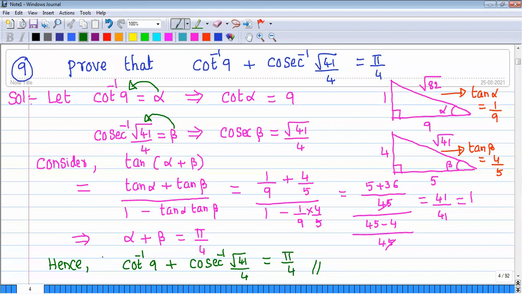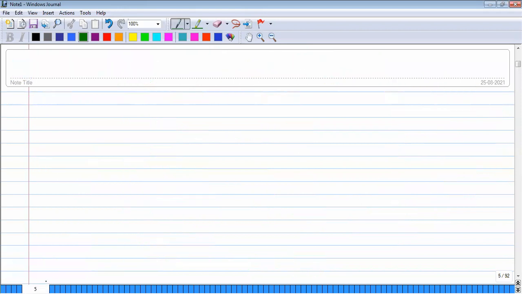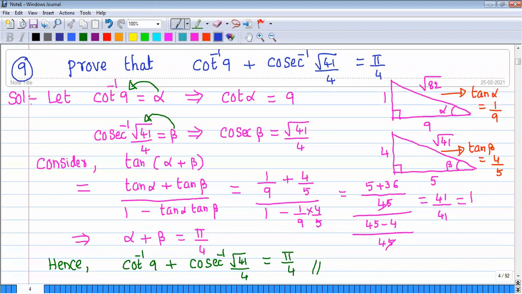Okay, one homework problem I shall give, try to do. Tomorrow we shall discuss this question. Sir, show the page before. Okay, sir.